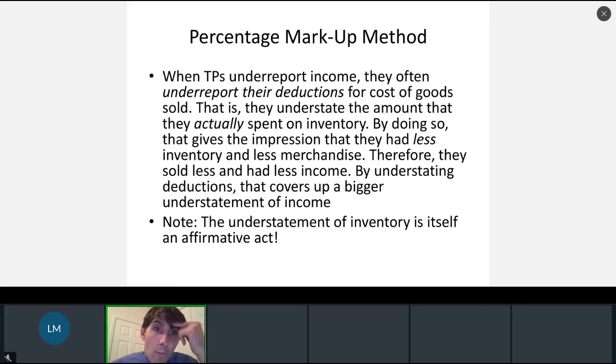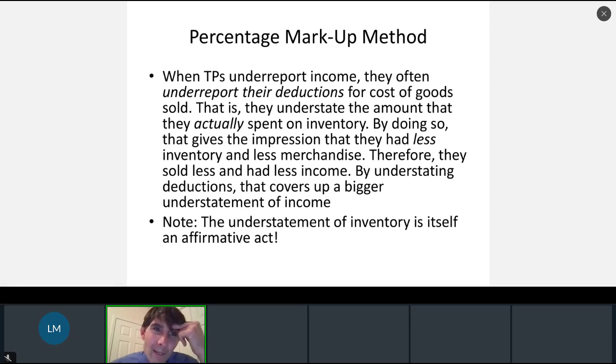When taxpayers underreport income, they often underreport their deductions for cost of goods sold. That is, they understate the amount that they actually spend on inventory. By doing so, that gives the impression that they had less inventory and less merchandise, and therefore they sold less and had less income. By understating deductions, that covers up a bigger understatement of income. So you can see, it's like a dog chasing its tail here.